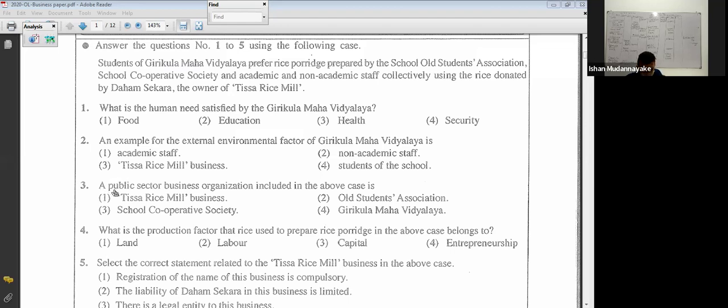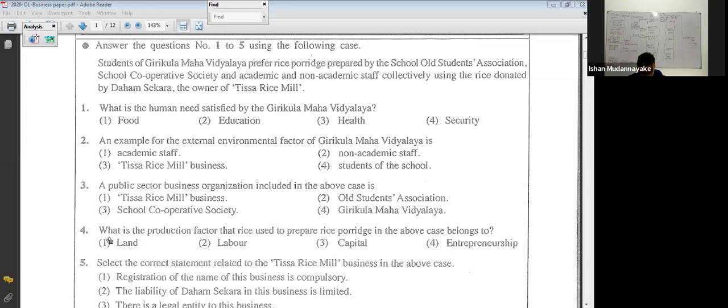Question number 3. The public sector business organization included in the above cases. Public sector business is a business that belongs to the government. What's the answer? Yes, Girukula Mahavidyalaya. The answer is correct. Public sector business organization: Girukula Mahavidyalaya.